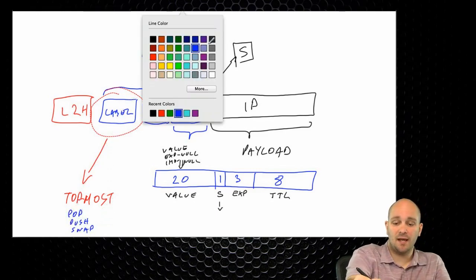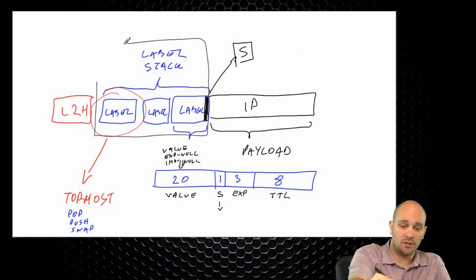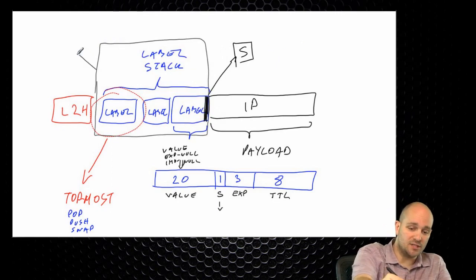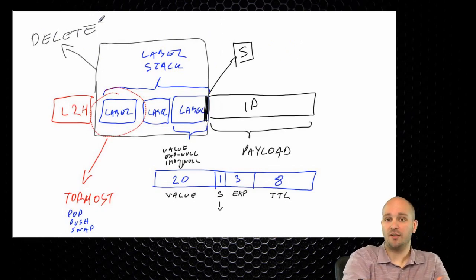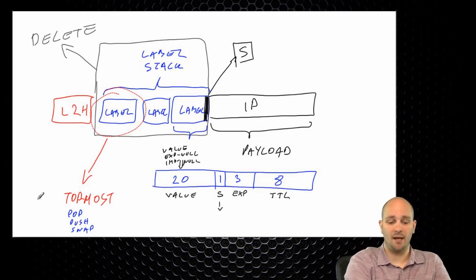But if we had a delete operation here, the delete operation would actually work on this whole stack. So if the router was instructed to delete the label, it would remove all these labels. But the pop operation will just pop this one. The push operation would just add the label to the stack, and the swap operation would just take this label and put the new one in, with these two here being completely intact.